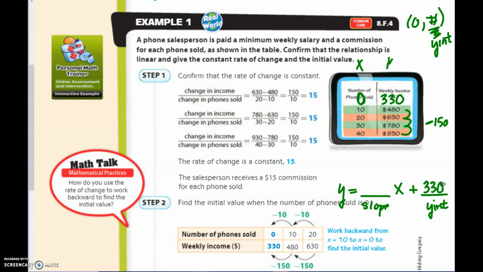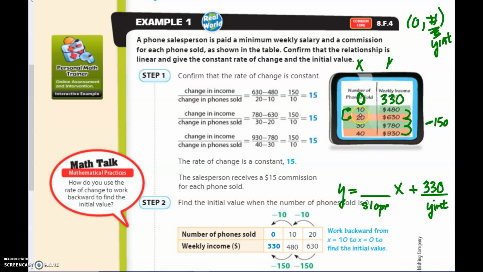But now they get more money every time they sell a phone. All right, now we're going to be working on the slope part of this equation here. So remember, to find the slope, we can take any two ordered pairs. And so what they did is they took this first ordered pair and the second ordered pair here, and they found the slope. And they got 15.